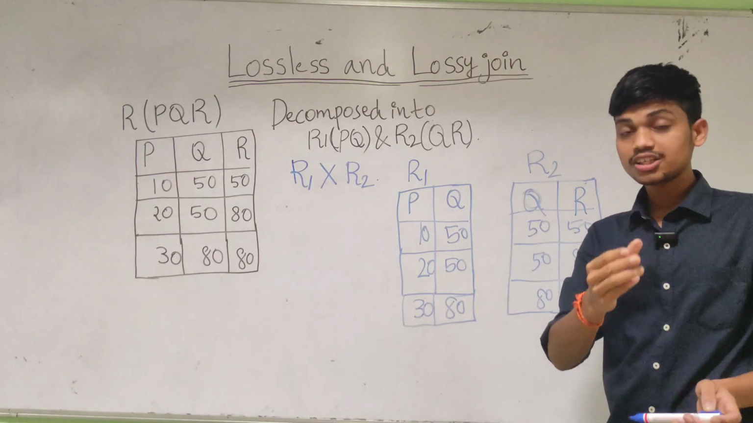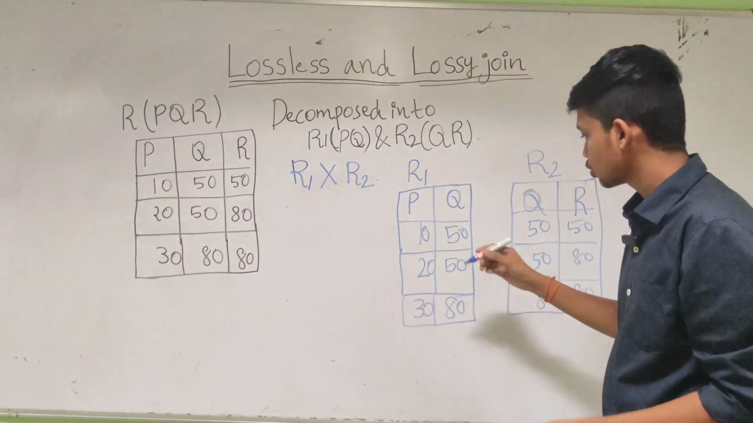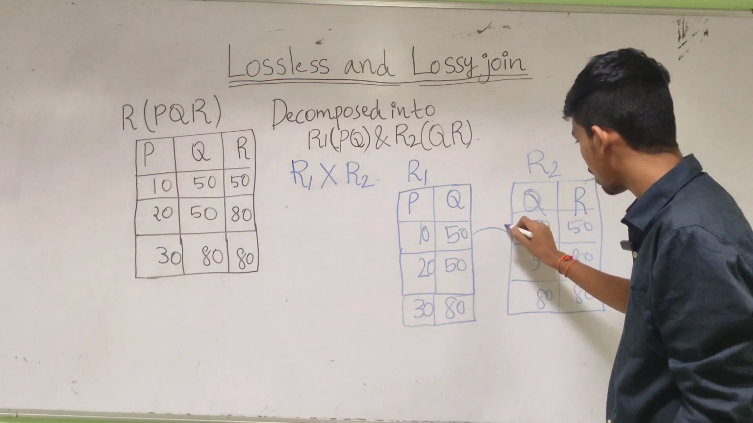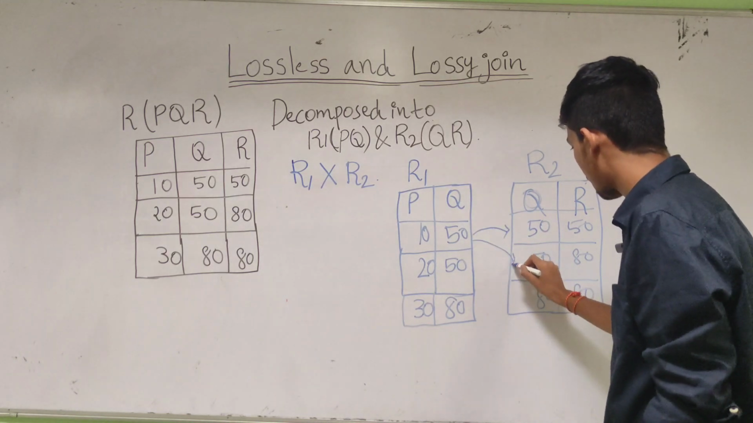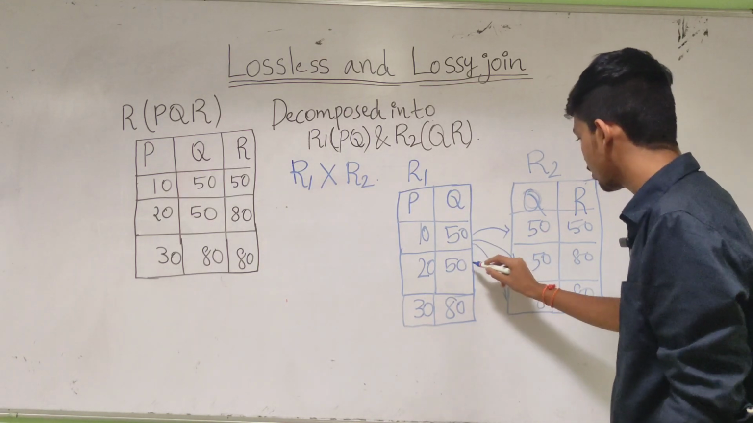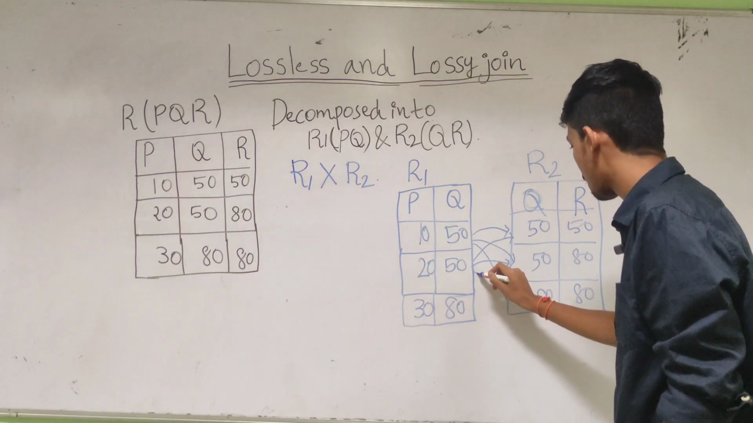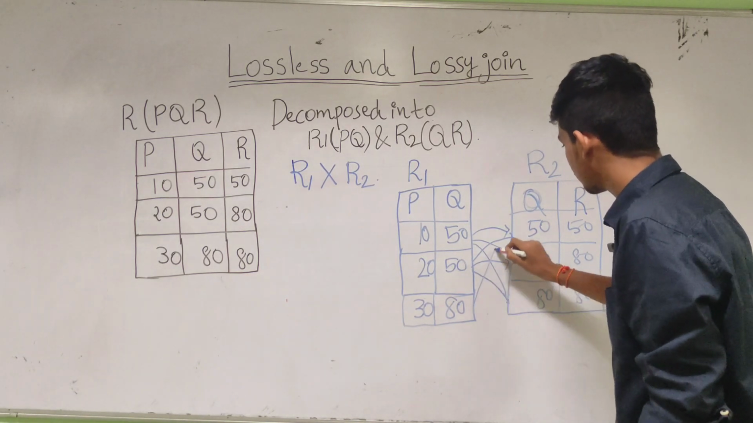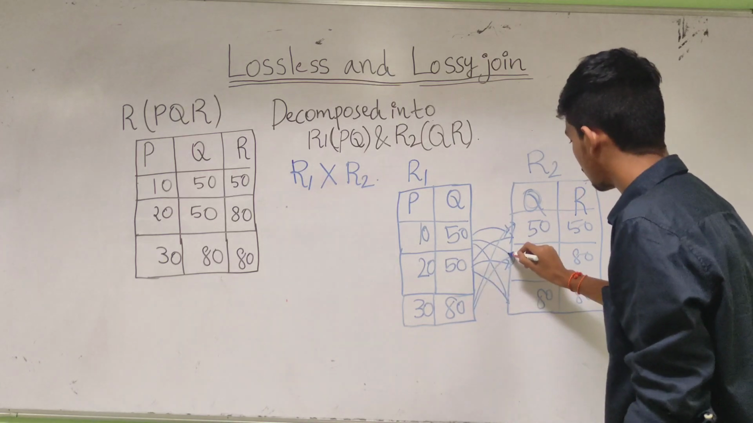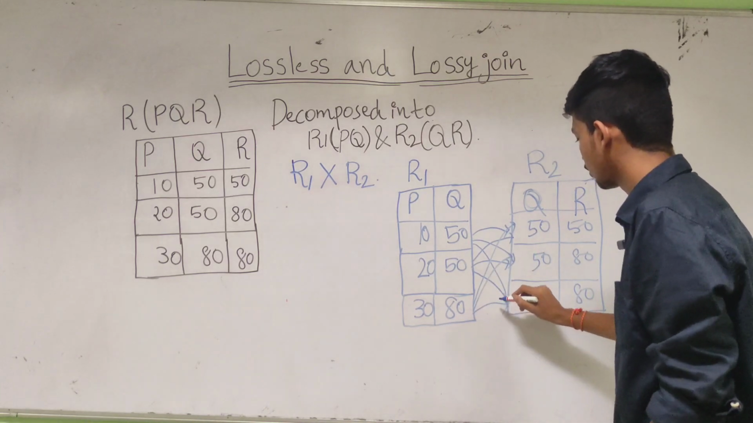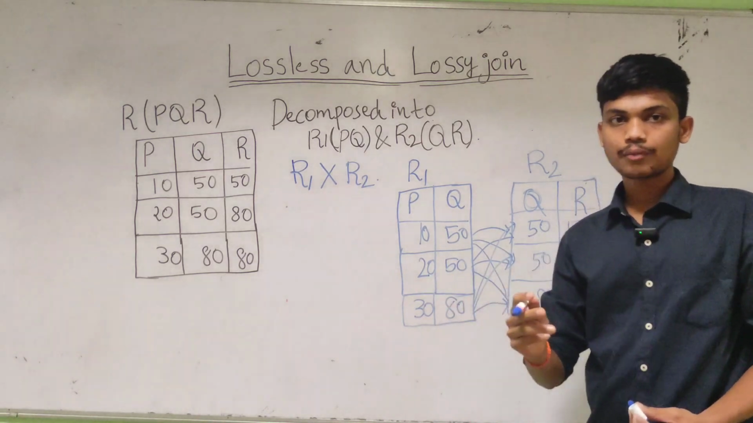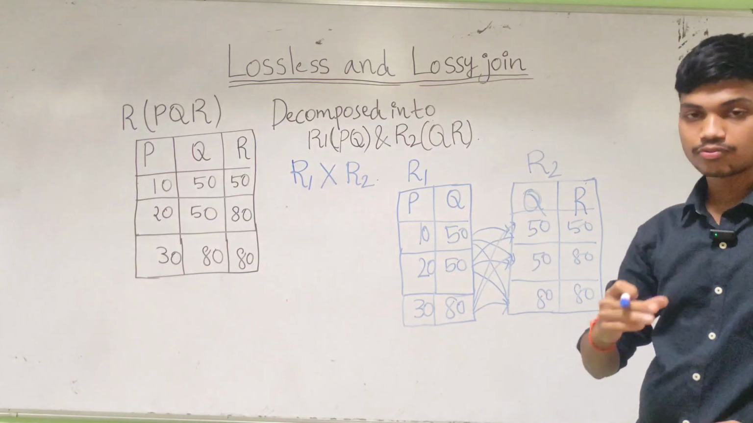Now, what is meant by cross product? In cross product, this row should be joined with these three rows. Similarly, this row should be joined with these three rows. The same for this row also. Now, note it down. I'm going to show how the cross product will work.